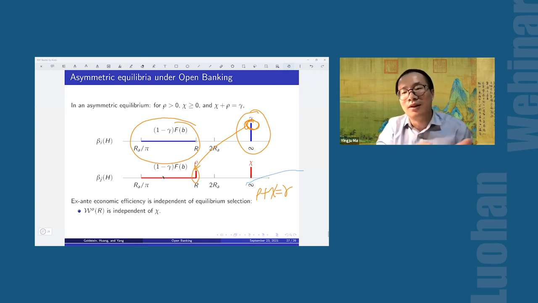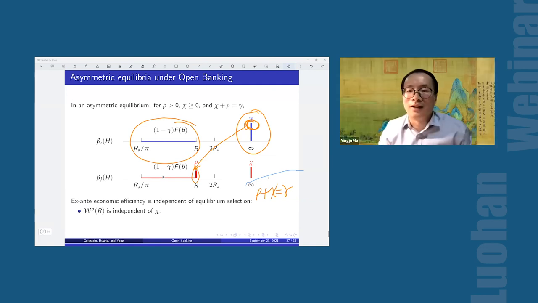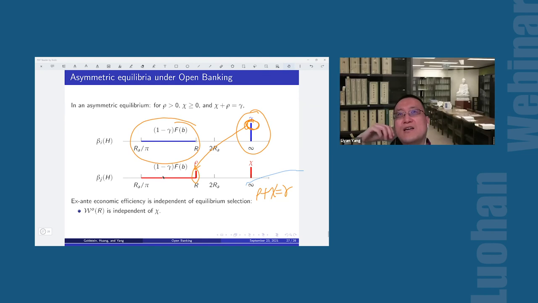So the spirit of this whole open banking seems to go in the opposite direction of that. Just wondering how we understand banks. It's more like a normative question rather than a positive question. Yes, here we give the data to consumers. I don't have a good answer to that.